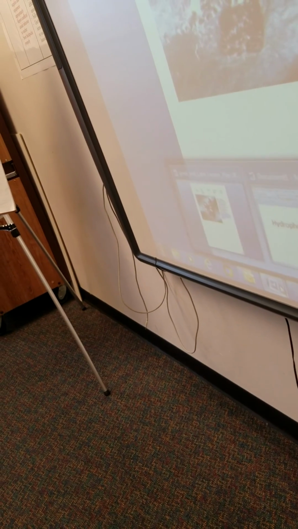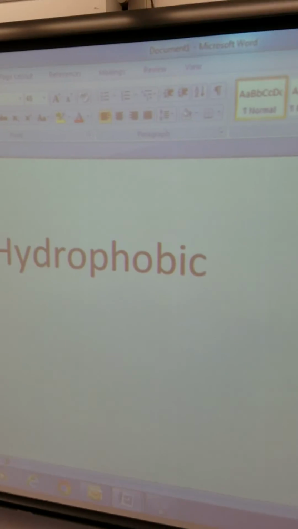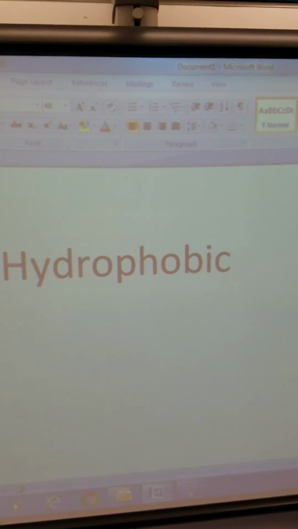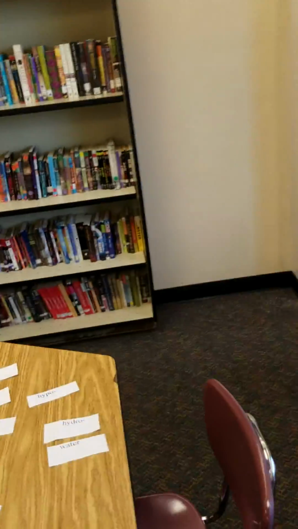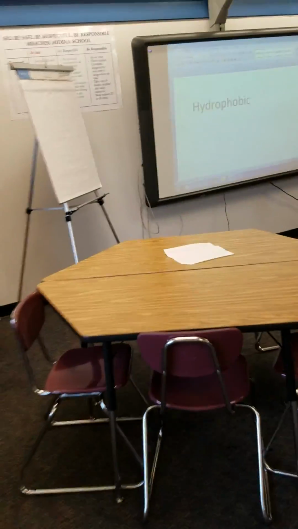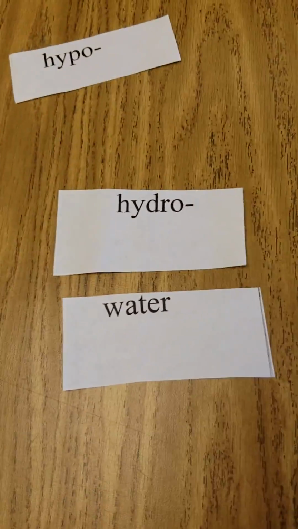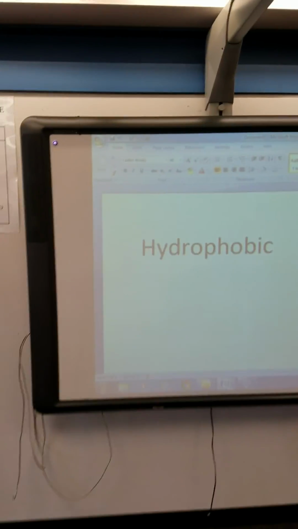So let's start off with something that I think most of you might recognize. Hydrophobic. Putting your words together with the definitions that you now have and combining the Latin and Greek roots and affixes, can somebody please tell me what hydrophobic means? Good. We have hydro meaning water. And then we have phobic, meaning fear or fear of something. So hydrophobic would be, yes, a fear of water.